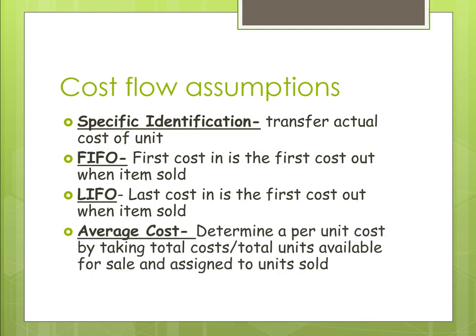And then the third method we'll be talking about is average cost. Determine a per unit cost by taking total cost of goods available for sale, dividing by the total units available for sale, and assign to units sold.